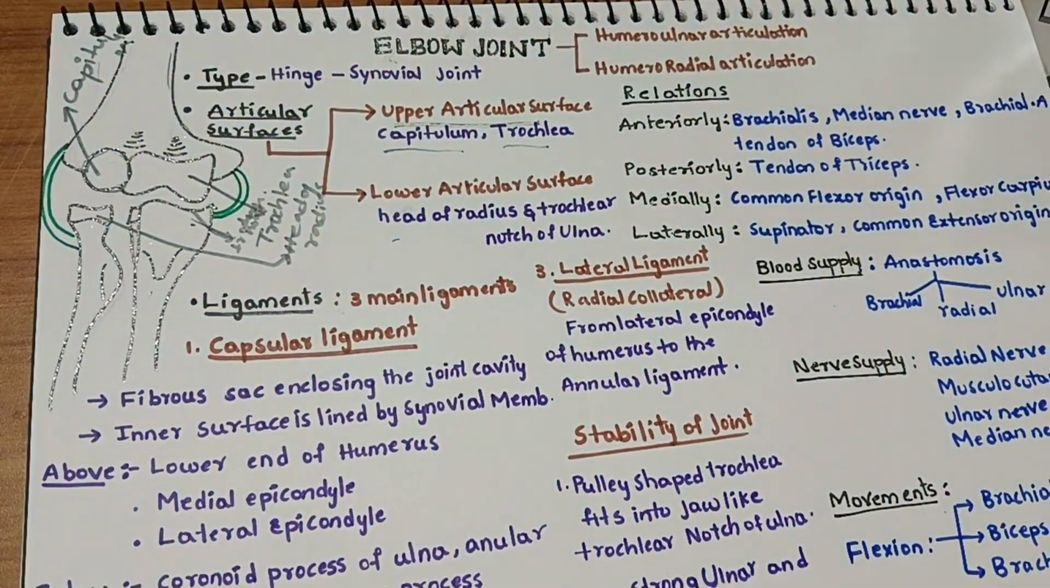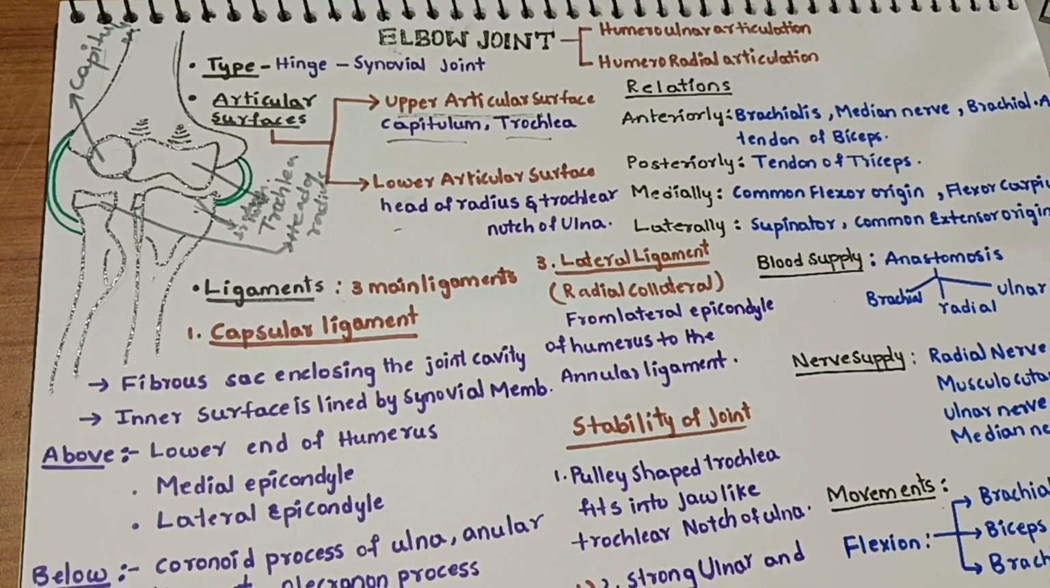So the lower end of the humerus, containing the capitulum and the trochlea, articulates with the head of radius and the trochlear notch of the ulna respectively. So the capitulum articulates with the head of radius, whereas the trochlea of the lower end of the humerus articulates with the trochlear notch of the ulna.